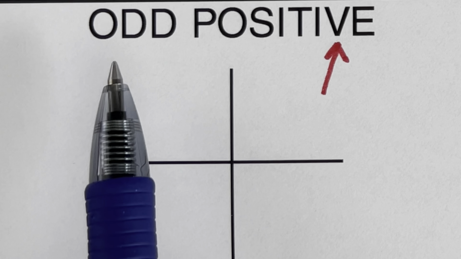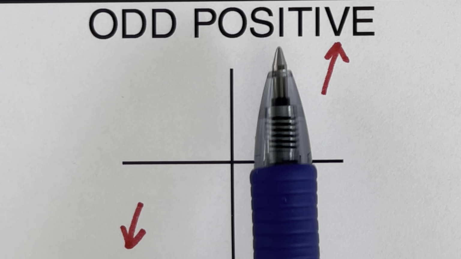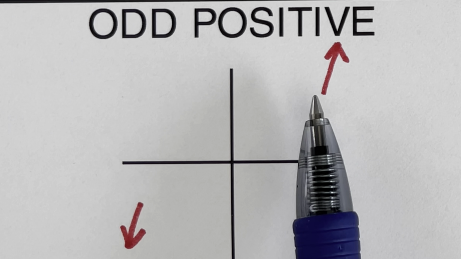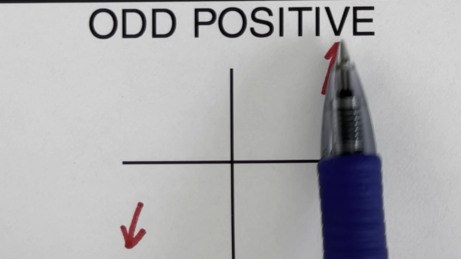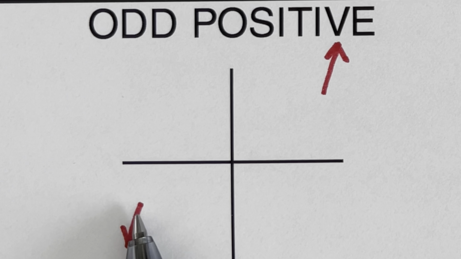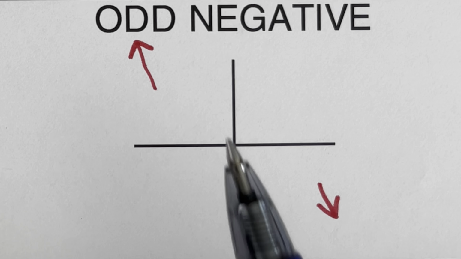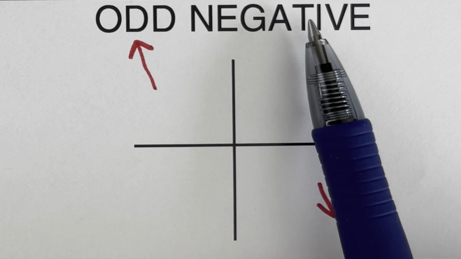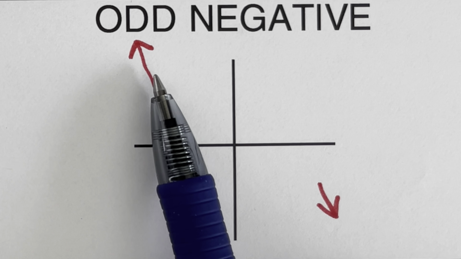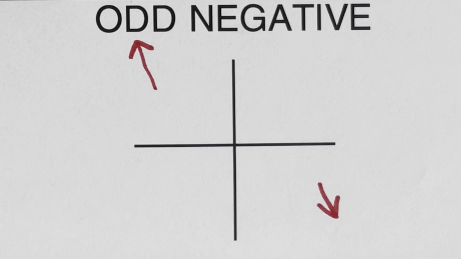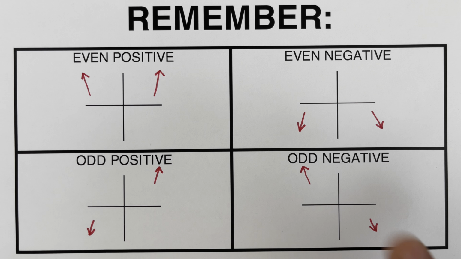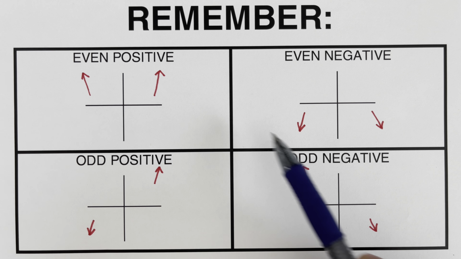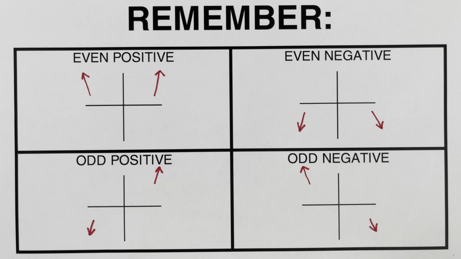If we get an odd degree and a positive leading coefficient, then the right side of the graph will be directed upward, while the left side of the graph will be directed downward. Now, if we have an odd degree and a negative leading coefficient, the left side of the graph will be directed upward and the right side will be directed downward. So this picture that we have here describes the end behavior of polynomial functions when we graph them.